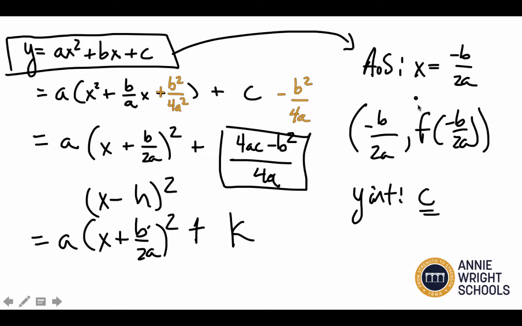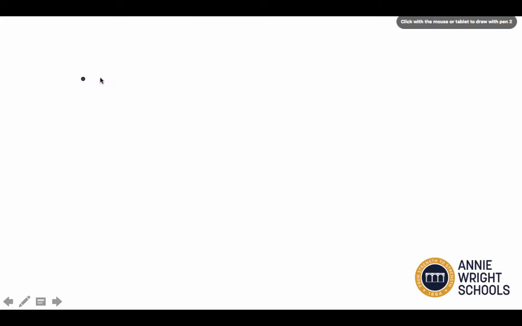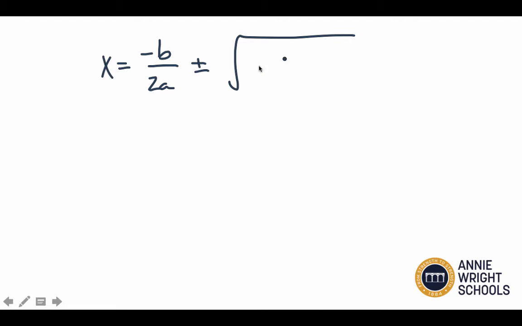This should look familiar. This looks like part of the quadratic formula, and it is part of the quadratic formula. It's that first part, negative b over 2a plus or minus the square root of some mess. If we write that quadratic formula out, x equals negative b over 2a plus or minus the square root of b squared minus 4ac, all divided by 2a.